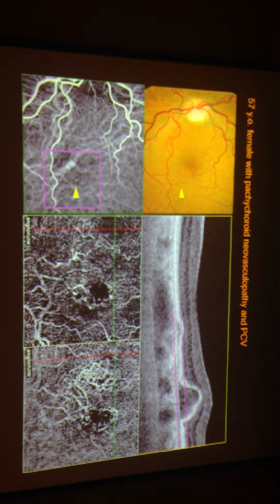This is another patient with pachychoroid and PCV. You can see the area of the polypoidal lesion on the OCT and the dilated pachy vessels below. You can see the polypoidal lesion on ICG, and on OCT A, again, the branching network, which feeds to this area of polyps, which actually have no flow signal.